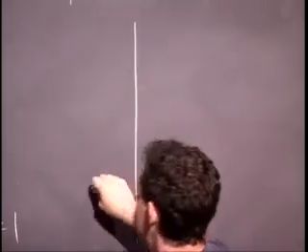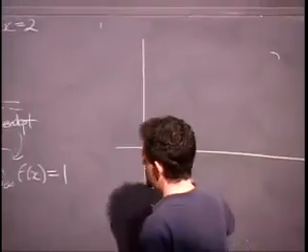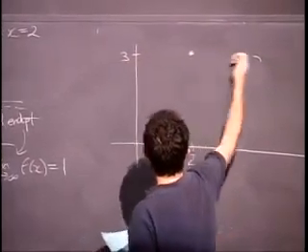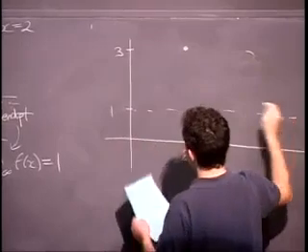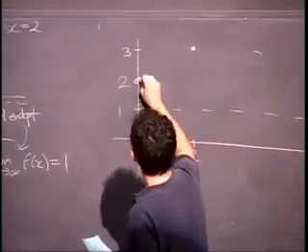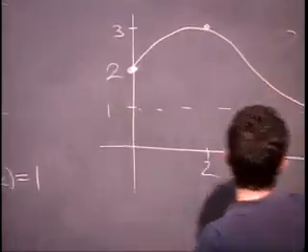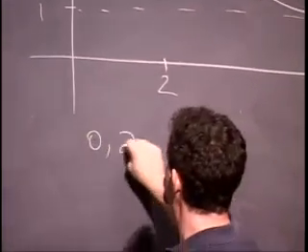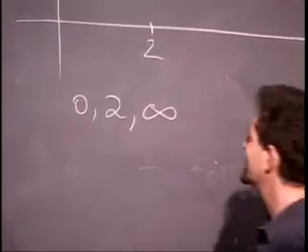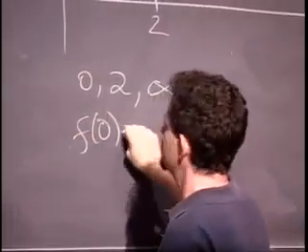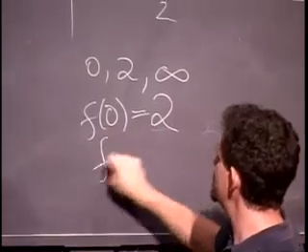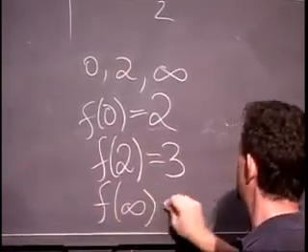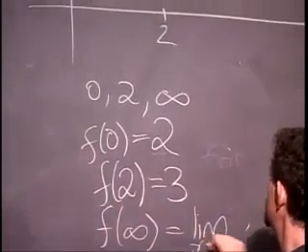If I change the picture a little bit, suppose it still has this maximum up here, it still has this horizontal asymptote, but it starts at a height of 2. If we try to repeat this, we again have 0, 2, and infinity as our endpoints. This time f of 0 is 2, f of 2 is 3, and f of infinity, again, is 1, if you interpret it as a limit.